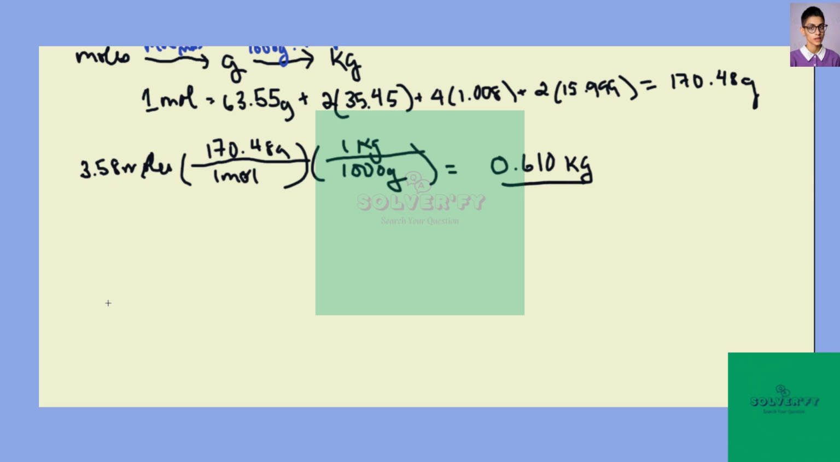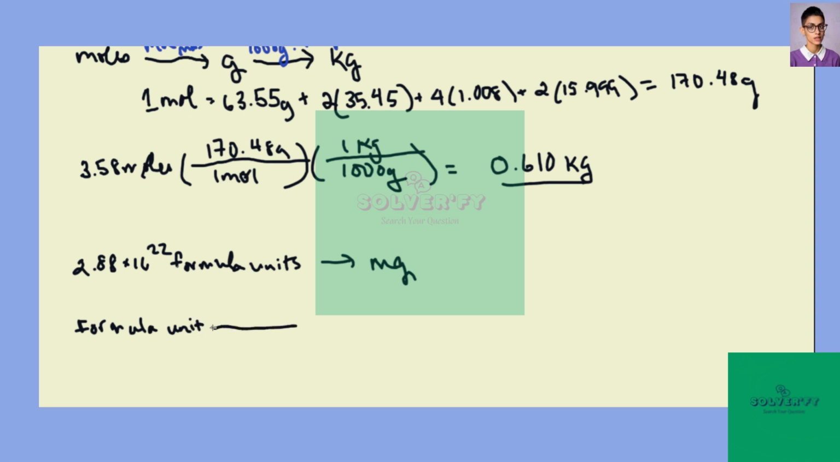Finally, we can start off with a formula unit, or a small particle, such as 2.88 times 10 to the 22 and change that to mass, or milligrams in this case. So we'll start off with a small particle, the formula unit, change it to moles, and the relationship between formula unit and moles is Avogadro's number.